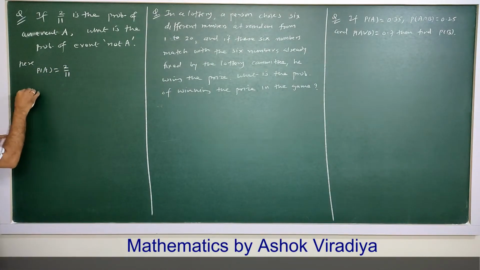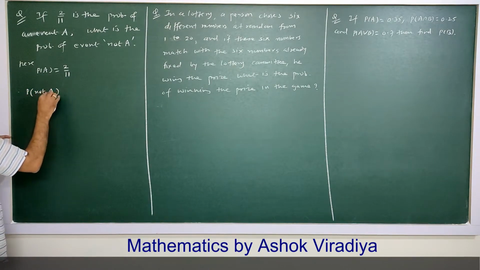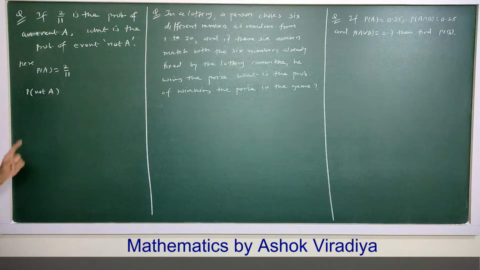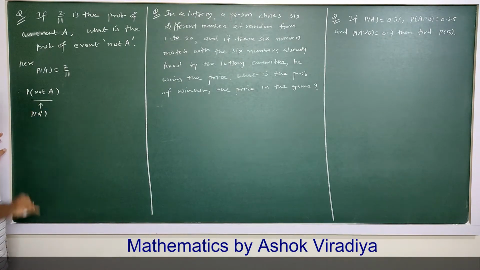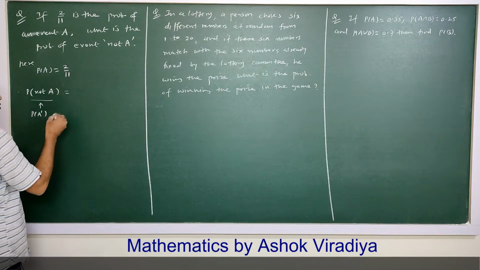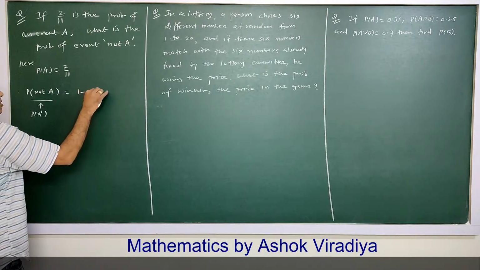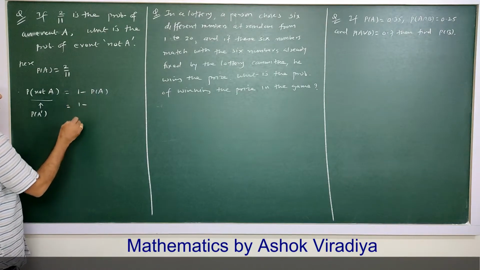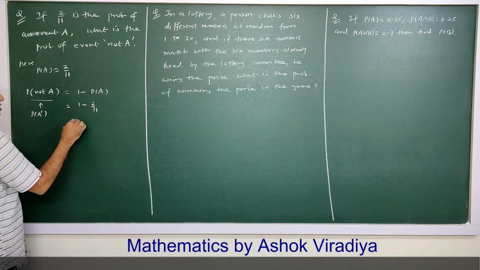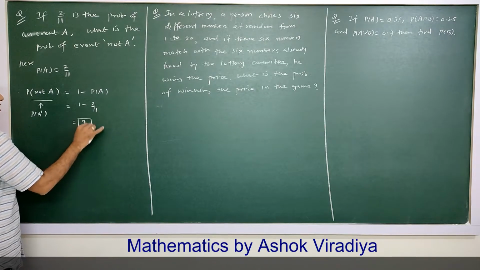So probability of not A, that means P of A dash, this can also be denoted as P of A dash. So it is equal to 1 minus probability of A. So it is 1 minus 2 by 11, so 9 by 11.